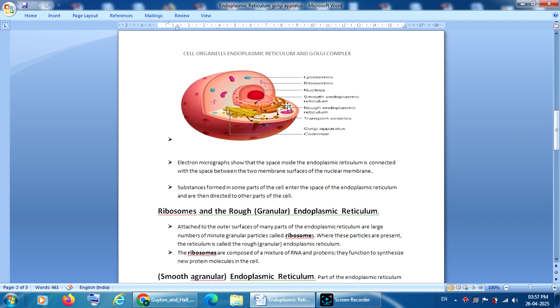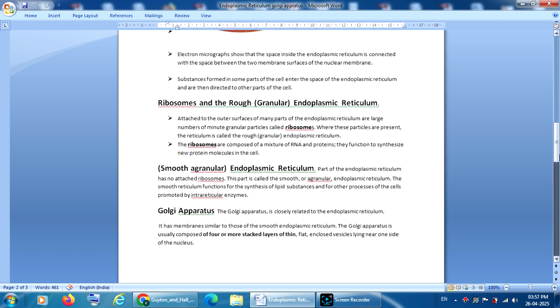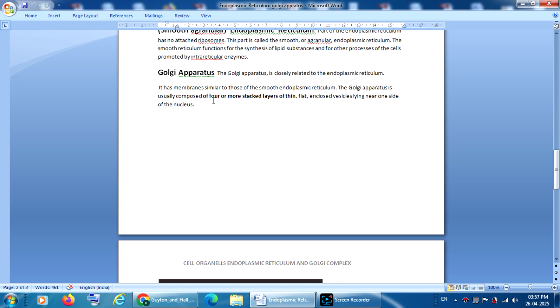See, this is a section of the cell. This is the nucleus, a smooth endoplasmic reticulum, and a rough endoplasmic reticulum. And this part is a Golgi apparatus, which I am going to discuss now. Now coming to the Golgi apparatus.